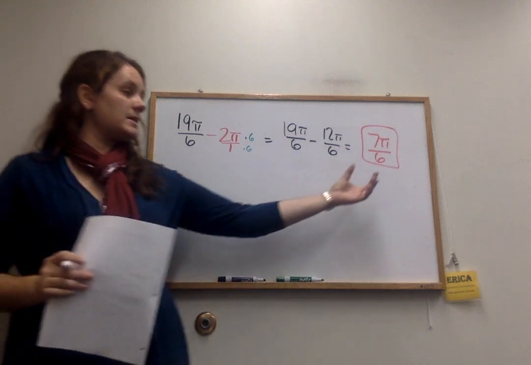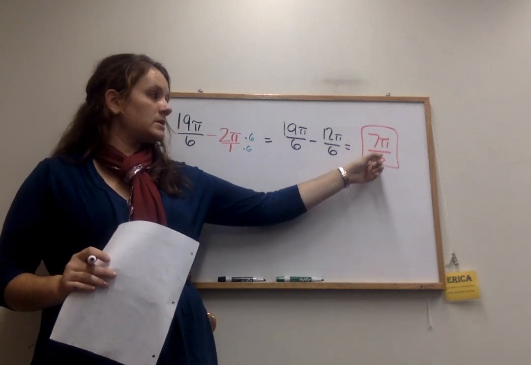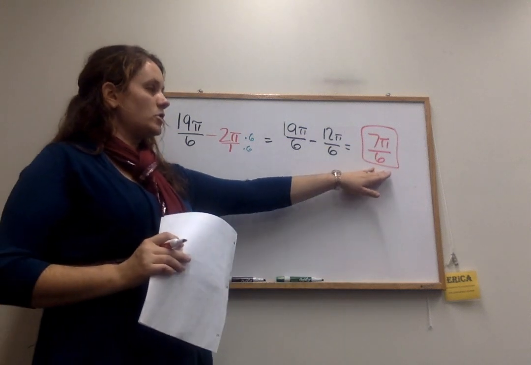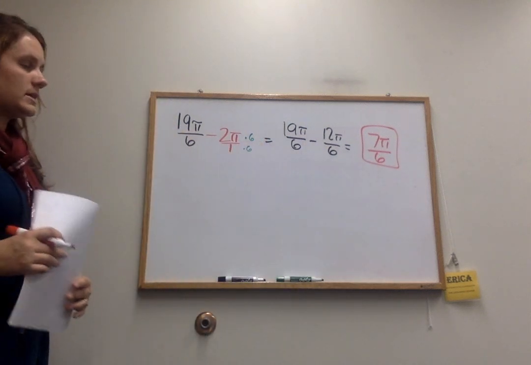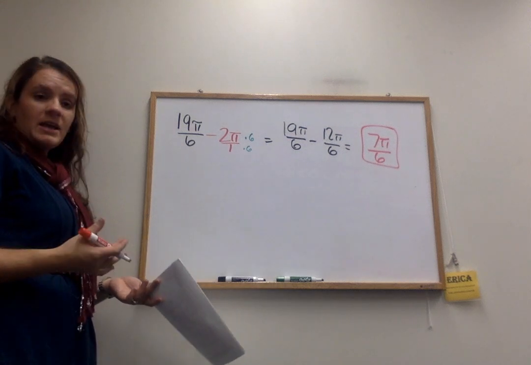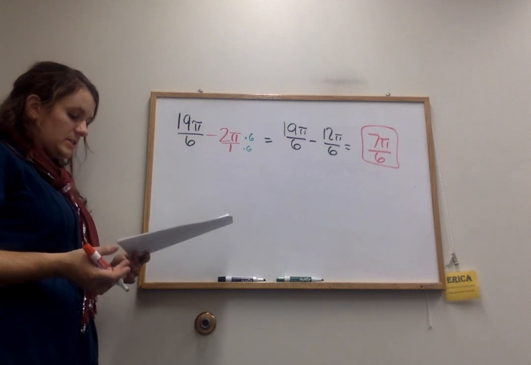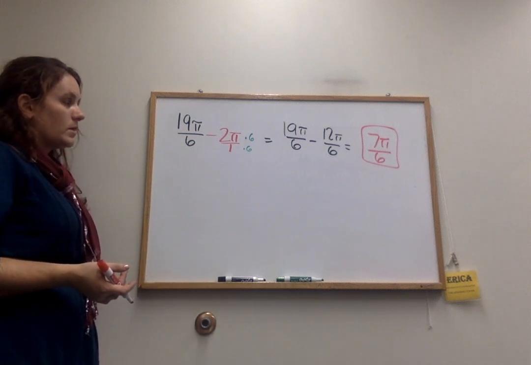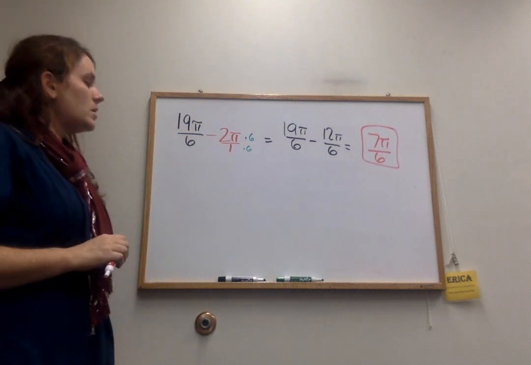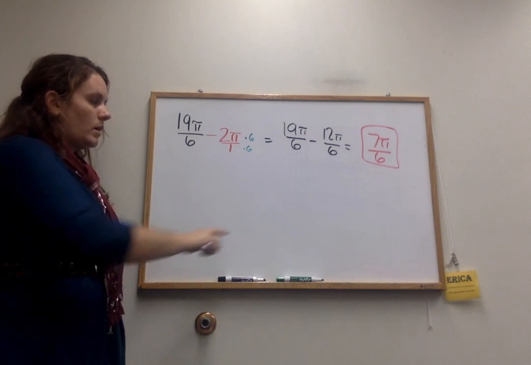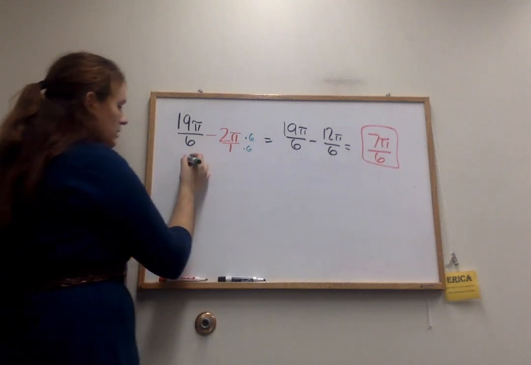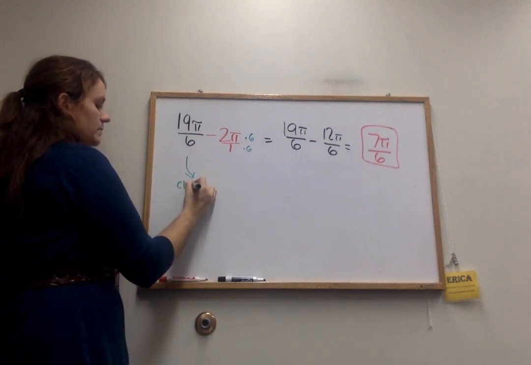Okay. This number is less than 2 pi. 6 goes into 7 once, but it definitely doesn't go in twice. So this is our coterminal angle for 19 pi over 6. Okay. There's actually another way that you can approach this. If you're not comfortable with dealing with fractions and converting it into having a common denominator, we can take a step to actually change this into degrees.